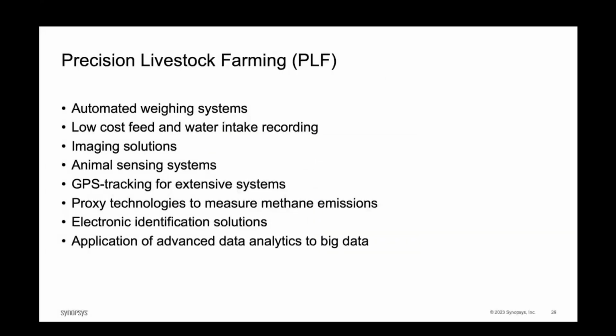There is a new technology called precision livestock farming, which includes automated rating systems, low-cost feed and water recording, imaging solutions, animal sensing systems, GPS tracking, and so on. There are a lot of solutions. We are putting a lot of sensors on the collars of cows and different kinds of animals.